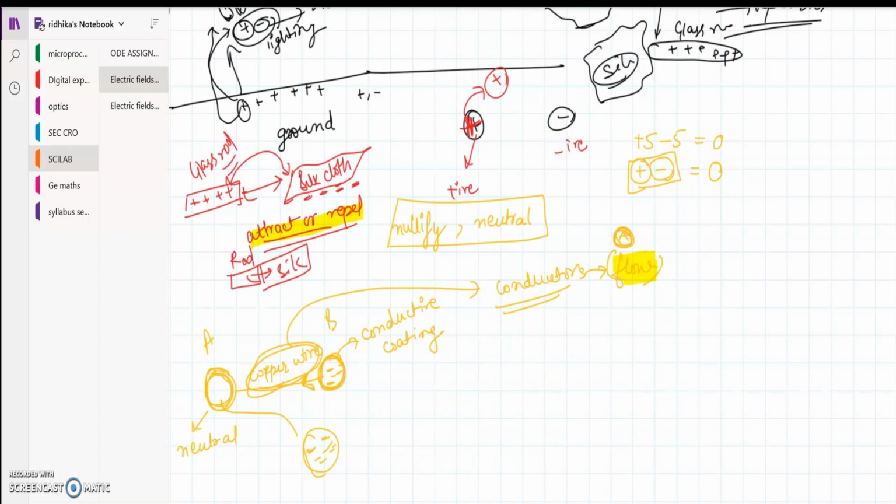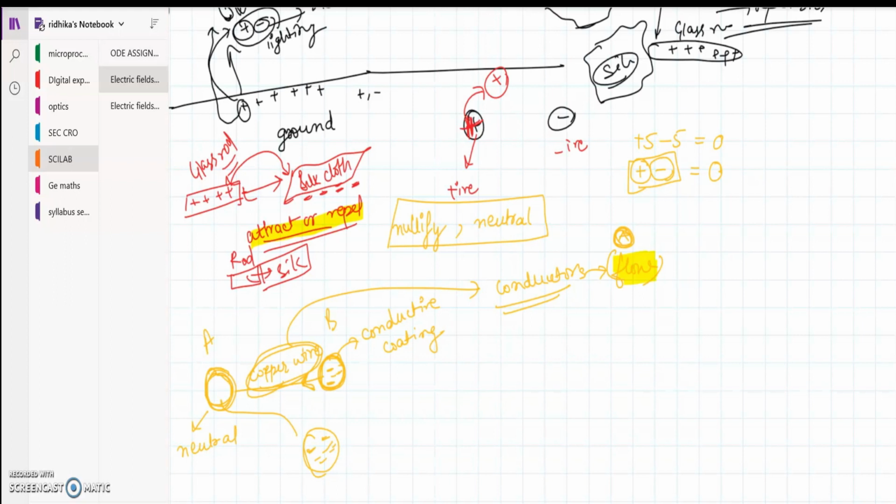Some examples of conductors can be seen in the form of metals, as well as human beings. We all are conductors. That is why we feel electric shocks, and all the animals fall under the category of conductors.